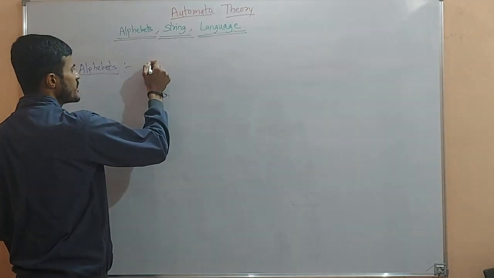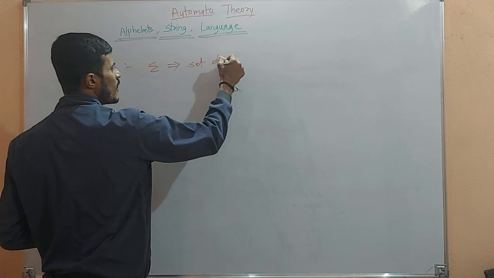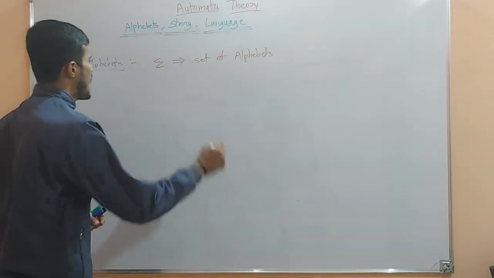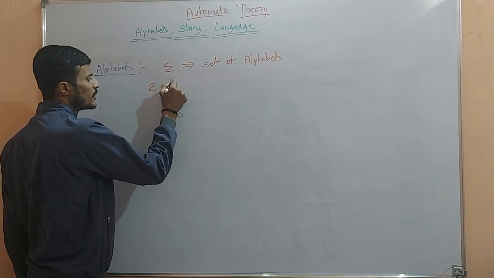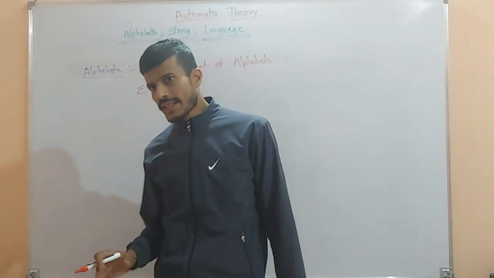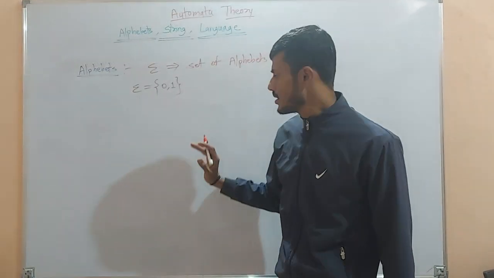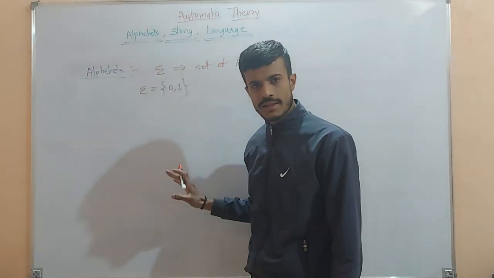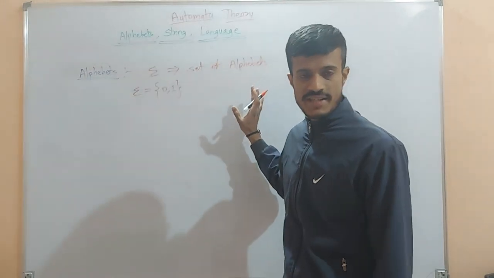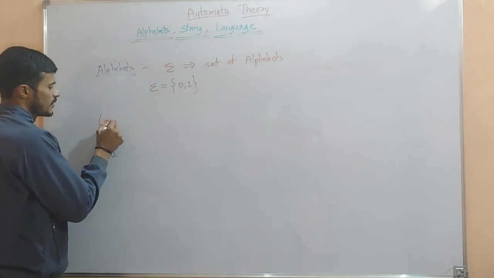As I mentioned, sigma is the set of alphabets, and I have taken sigma equal to 0 and 1. By using 0 and 1, I can form various strings: a string with length 1, a string with length 2, and so on. I can go for strings of infinite size. So what is meant by language?